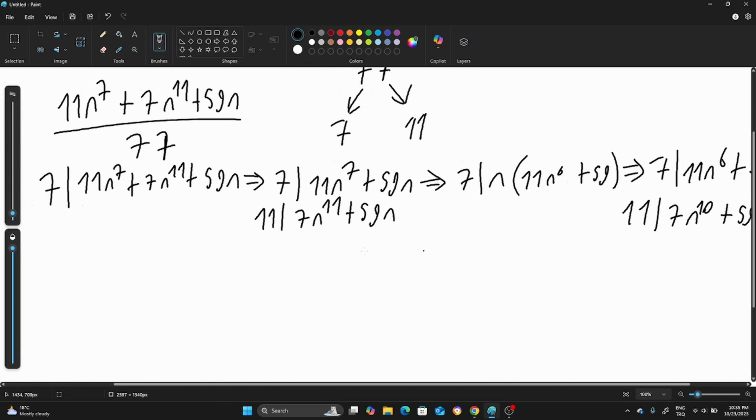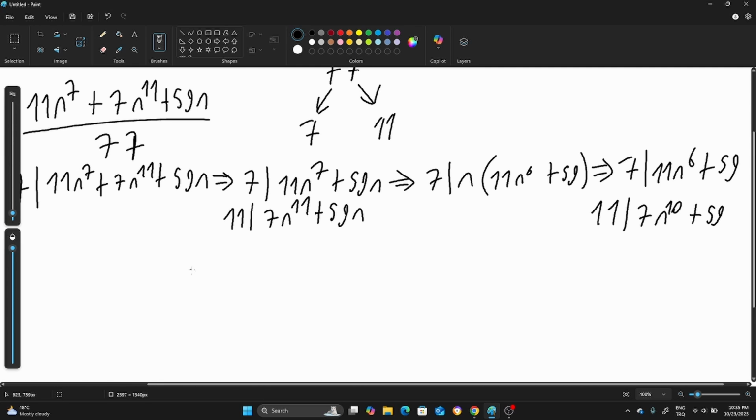Now, taking the 7 case again, instead of that expression, we can write 7 divides 4n^6 + 3, right? Because when you divide 11 by 7, you get a remainder of 4, and when you divide 59 by 7, you get a remainder of 3. To see it clearly, we can use modular expressions, so we can use this modular expression to see it easily.